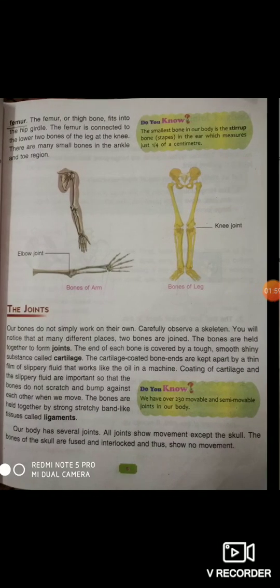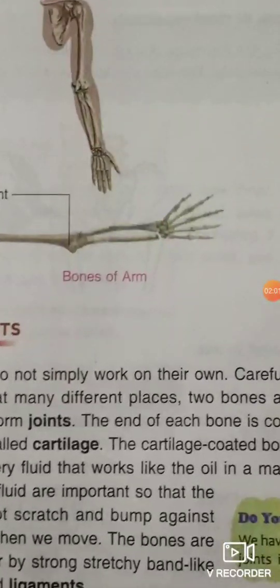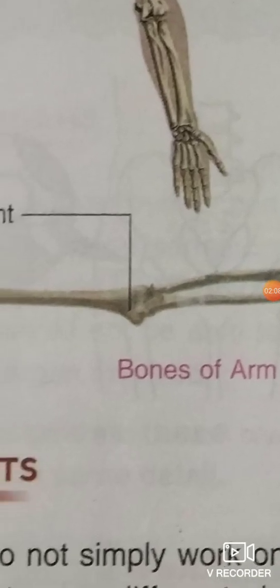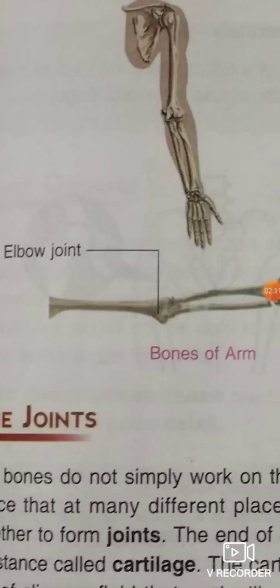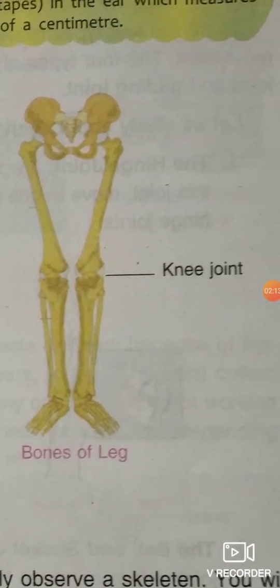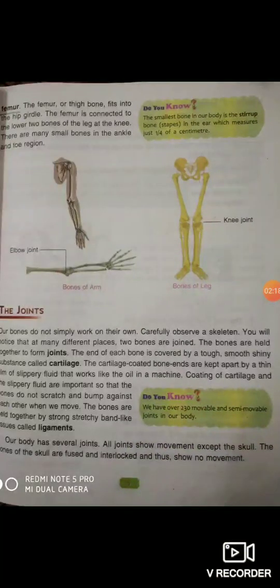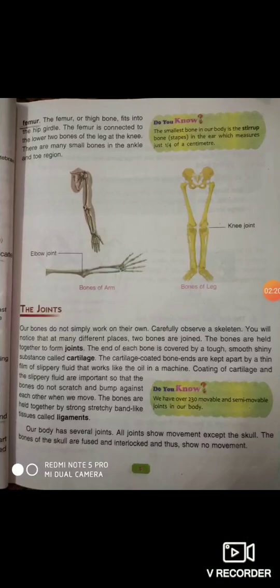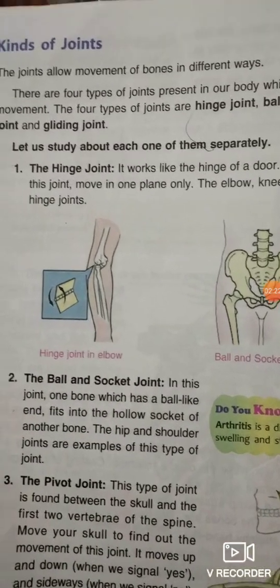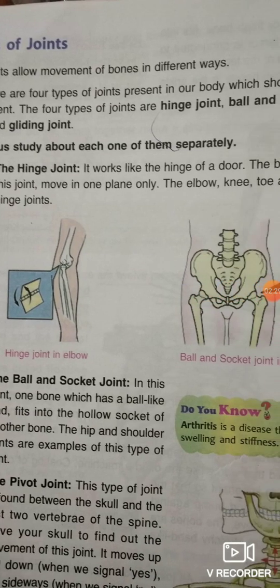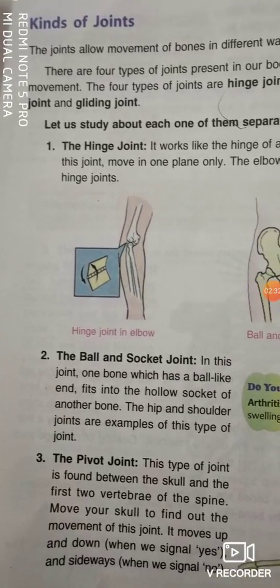Now see, I think you all have seen this. See, there's the diagram. Bones of the arm are here. Okay, and see this here, the joint is there, the elbow joint, and in the leg region, the knee joint. Okay, these are the joints. Now come to the kinds of joints. And what is the main function of a joint? Joints allow movement of the bones in different ways. Okay, this is the main function of the joint.